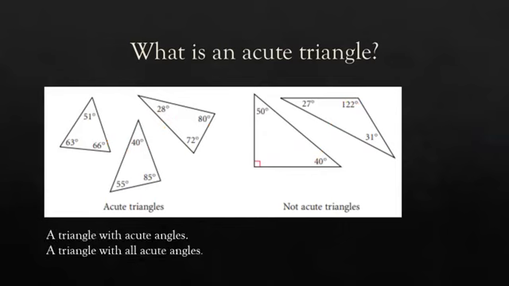So we could say a triangle with acute angles, but more specifically, a triangle with all acute angles. Or you could even say a triangle with three acute angles. All of the angles on an acute triangle will measure less than 90 degrees.